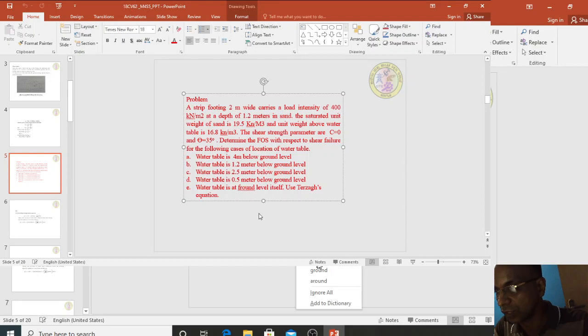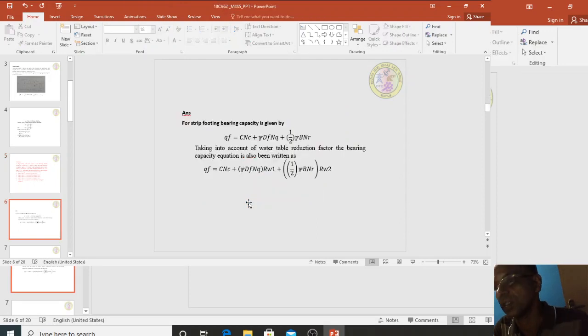So we have to calculate the bearing capacity using Terzaghi's equation. For a strip footing, the bearing capacity is given by the formula cNc + gamma Df Nq + half gamma B Ngamma. Taking into account the water table reduction factors, the bearing capacity equation can also be written as qf, the ultimate bearing capacity, equal to cNc + gamma Df Nq RW1 + half gamma B Ngamma RW2, where RW1 and RW2 are called the water table reduction factors.